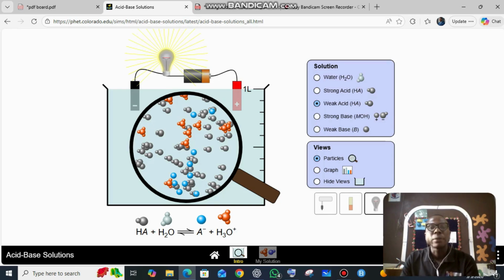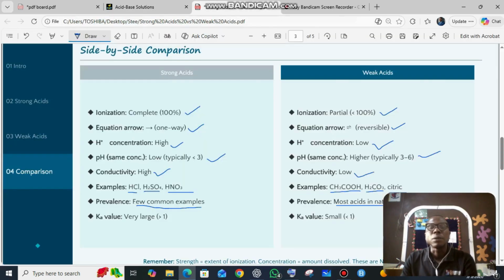So these are the differences between strong and weak acids. As you can see, strong acid conducts better, with higher conductivity than weak acid. So far, we are able to differentiate between strong acid and weak acid. If you are asked the difference between strong acid and weak acid, I believe you have been able to understand the difference between them.